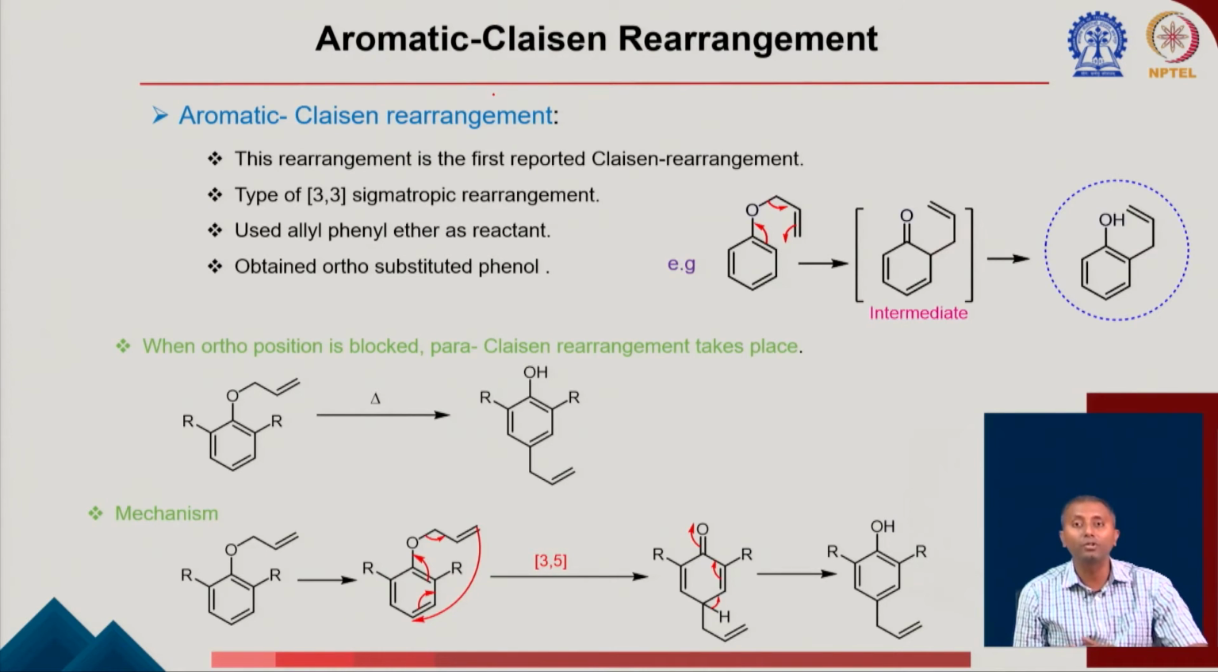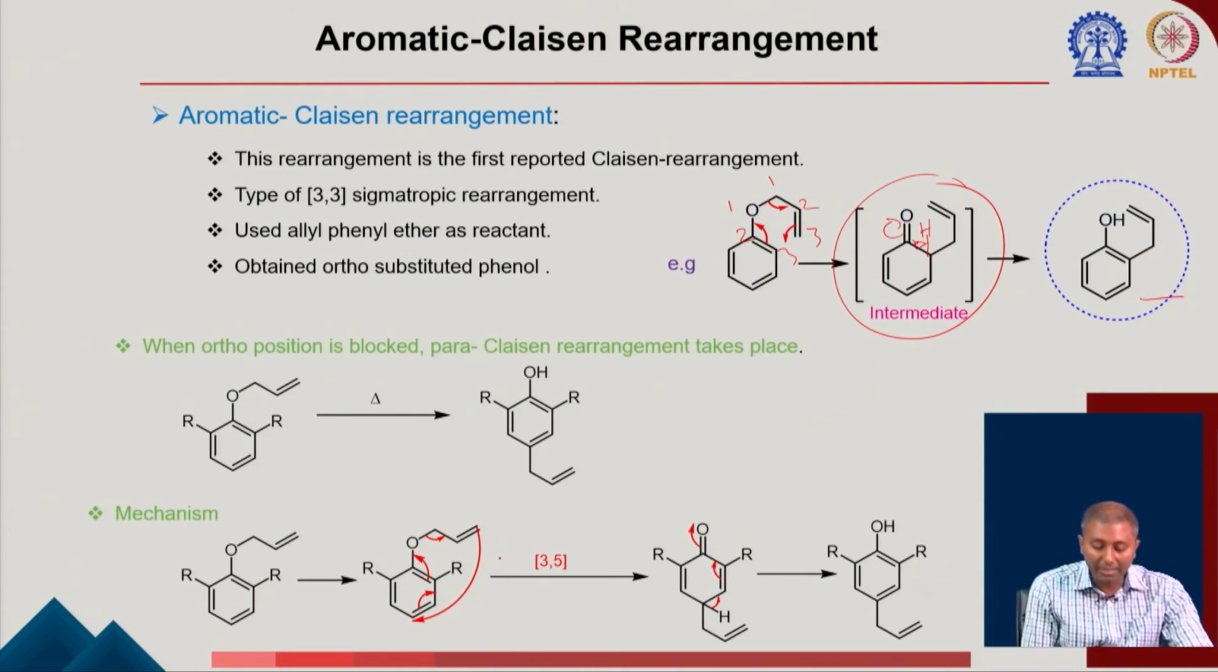As I mentioned in the introduction to the Claisen rearrangement, this aromatic Claisen rearrangement was the one which was discovered at the beginning. It goes through this 3,3 sigmatropic shift. You can assign 1, 2, 3 and at the same time 1, 2, 3. It goes through this type of intermediate, where there will be a proton abstraction, which finally gets to the corresponding phenols. Okay, so I think the mechanism is given here clearly.